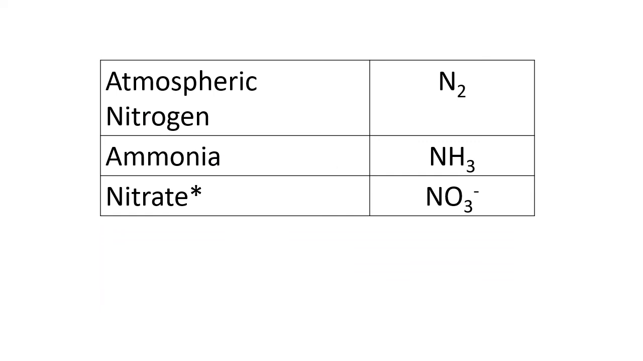So atmospheric nitrogen is when we have two nitrogen atoms bonded to each other. Ammonia is when a nitrogen and three hydrogen atoms are bonded to each other. And then nitrate, when three oxygens and one nitrogen bond to each other.